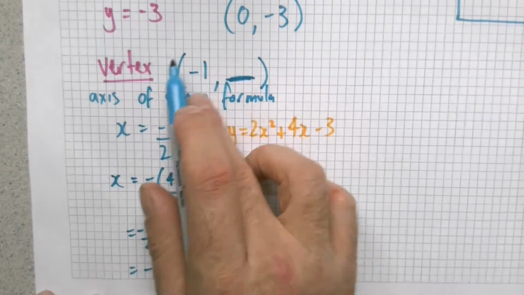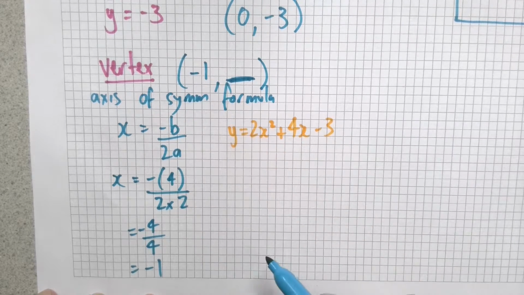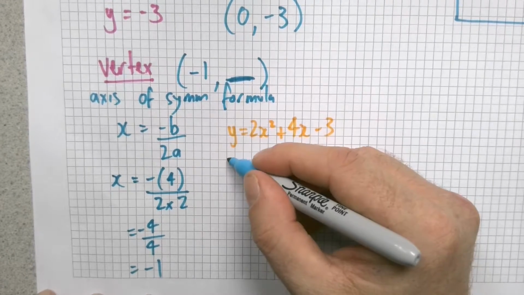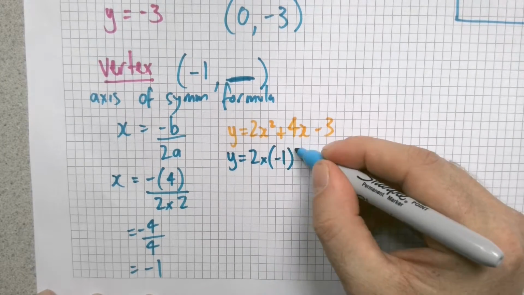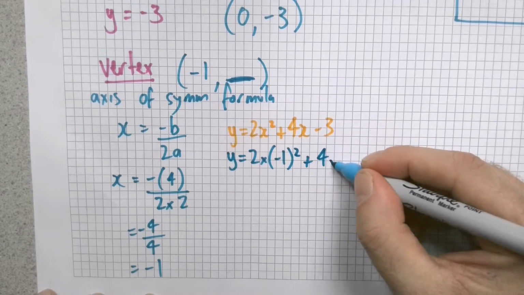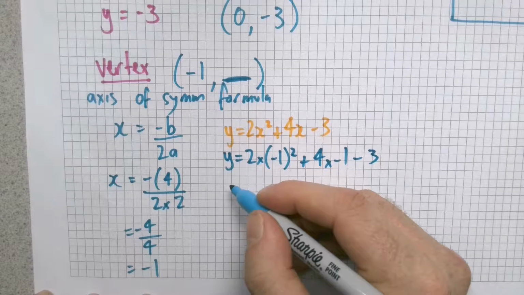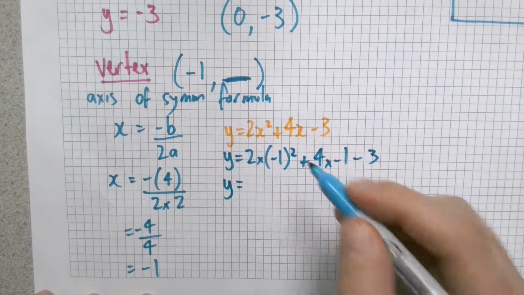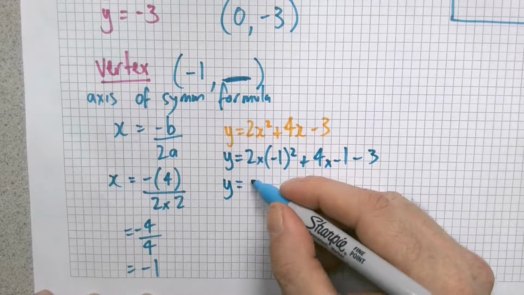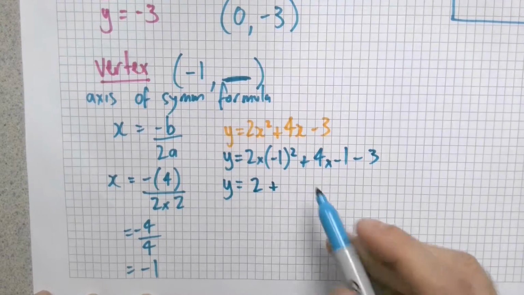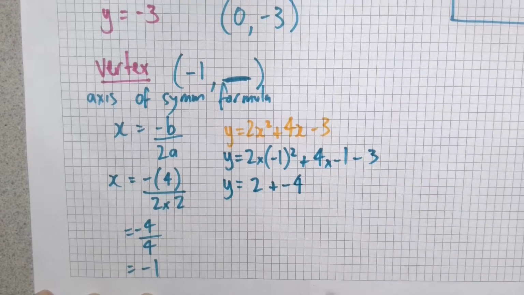Okay, and that will give me the y value for the coordinate of the vertex. So if x is minus 1, then y is equal to 2 times minus 1 squared plus 4 times minus 1 take 3. Okay, so if we do that step by step, 2 times minus 1 squared is positive 1, 2 times 1 is 2, plus 4 times negative 1 is negative 4, take 3.